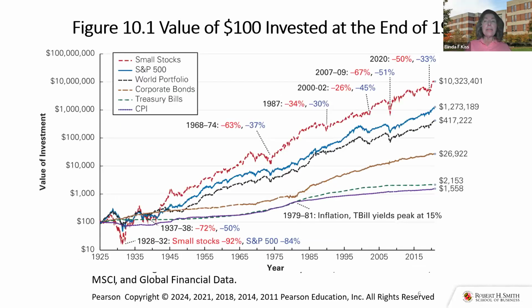On this graph in slide 6, you can see that the small stocks performed the best, and the $100 would have grown to more than $10.3 million by the end of 2020. The large stocks to about $1.3 billion, the world portfolio to $417,000, corporate bonds to about $27,000, and treasury bills to just over $1,500, but still not a bad return over this 96-year period.